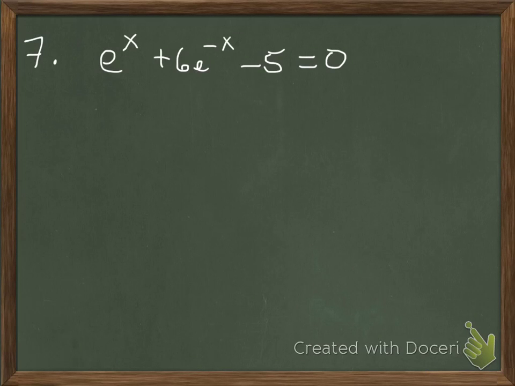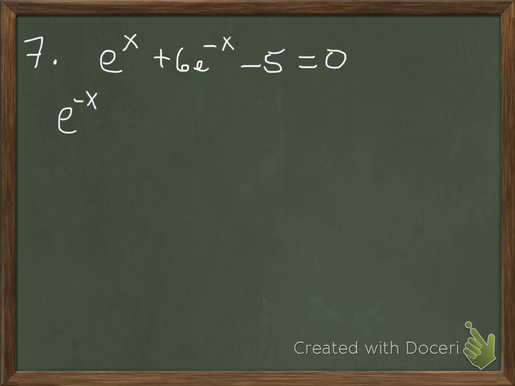Alright, we're going to take a look at two more exponential equations. They end up kind of working like quadratics. So here I have e to the x plus 6e to the negative x minus 5 is equal to 0. And we're going to go back to something that we were doing at the beginning of the semester, which was factoring out the lowest exponent here, which is e to the minus x.